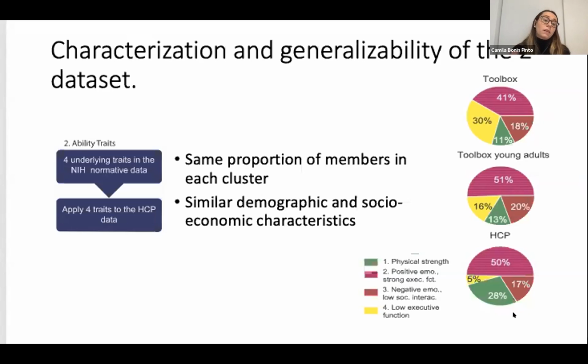This means they were at the same age and had fairly similar gender distribution between the clusters when we used the ability traits to separate these participants into different groups, including also level of education and income.